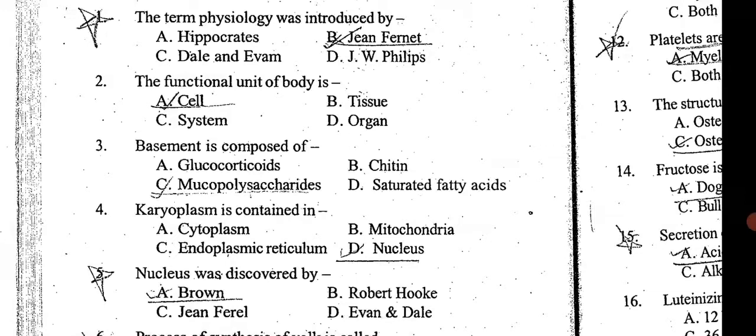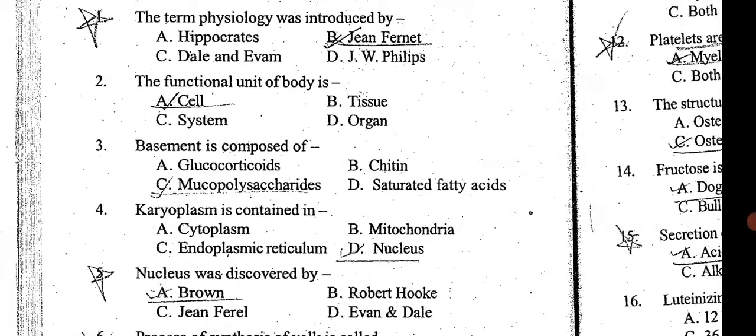Basement membrane is composed of mucopolysaccharides. Karyoplasm is contained in the nucleus. The nucleus was discovered by Robert Brown, and the cell was discovered by Robert Hooke. Jean Fernel coined the term physiology, and Robert Brown discovered the nucleus, and the nucleus has karyoplasm.